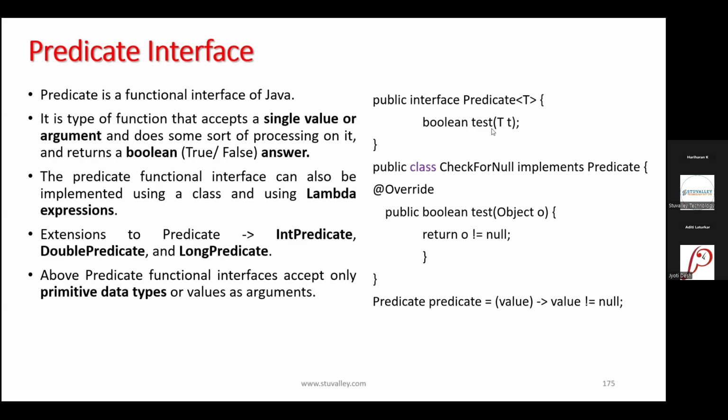And it has a single abstract method, that is boolean test, whose parameter is defined using T. It is known as the diamond operator. This is nothing but a diamond operator where you can provide any type of data. This is a generic type. For all the types, we can write T, type T.